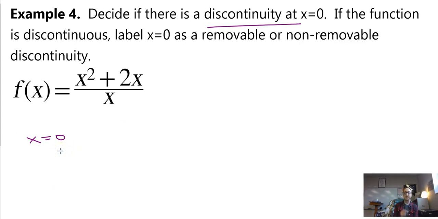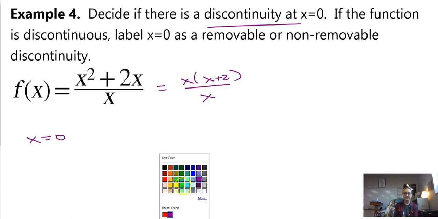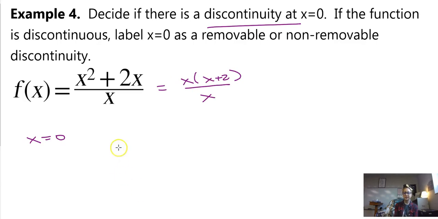Now, if I want to label this as removable or non without looking at the graph, what we want to do from here is factor both the numerator and denominator if possible. So the numerator factors as x, parentheses x plus 2. Denominator is still just x. Now, take a look at this. My discontinuity came from the factor of x. Now I can remove that factor. So, because I can remove that problem factor of x, this discontinuity is indeed removable, okay?